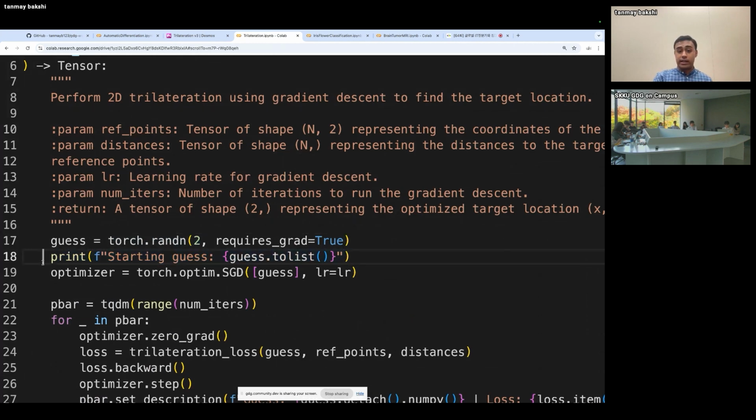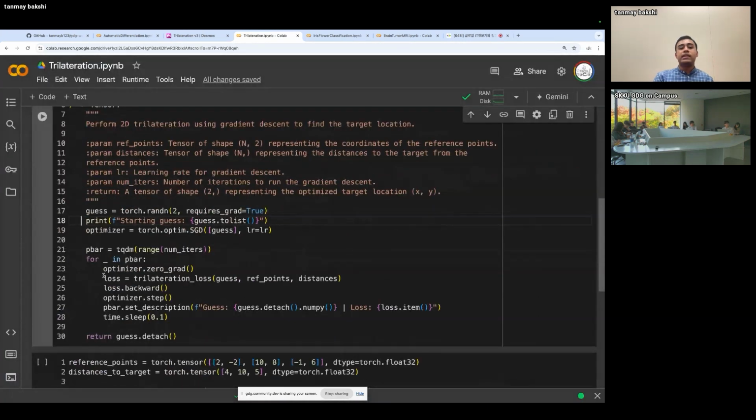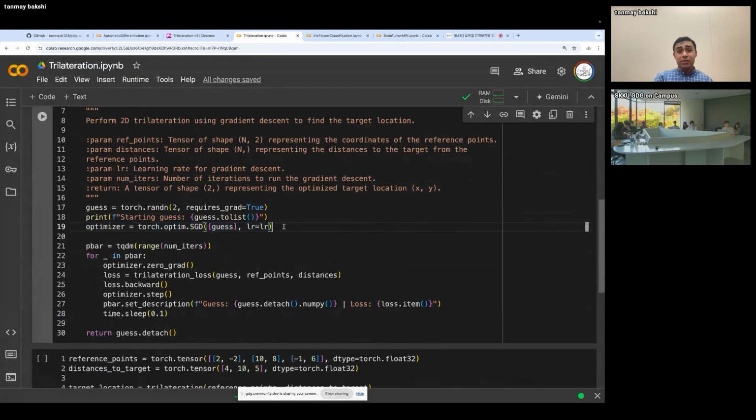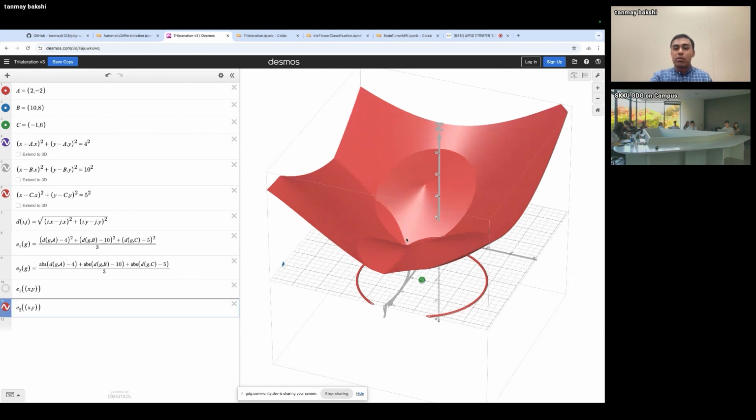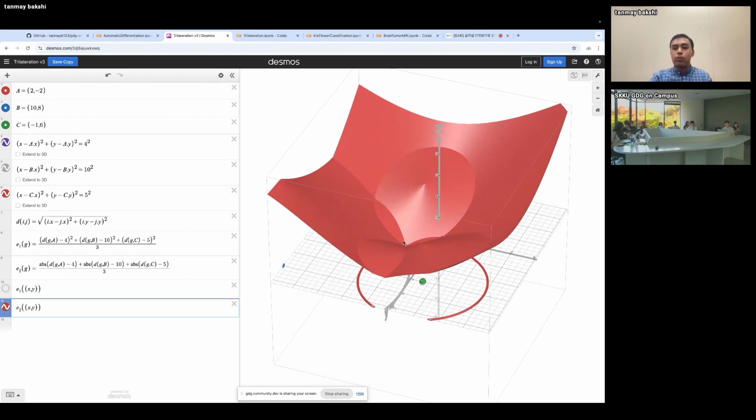And we print out what that starting guess is. Then we instantiate something known as an optimizer. The optimizer is the specific technique that we use to actually move in that space. So if I go back to the graphing calculator here, imagine we started with a guess that was somewhere over here. The process we go through is gradient descent, which is step by step, iteratively, we slowly want to move that guessed point down further and further towards a minimum until we reach the global minimum, which is down here, which means we found our actual location.